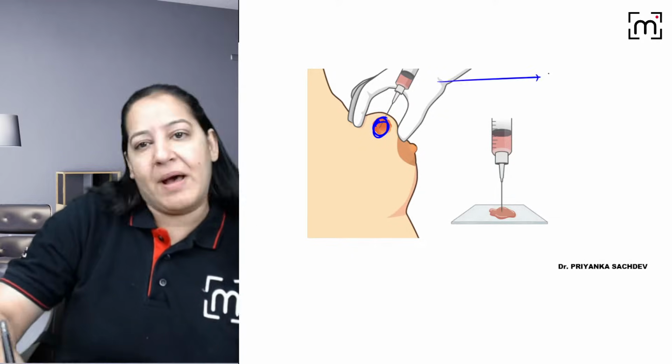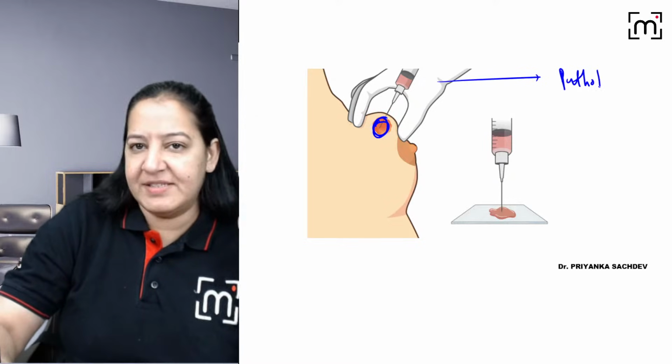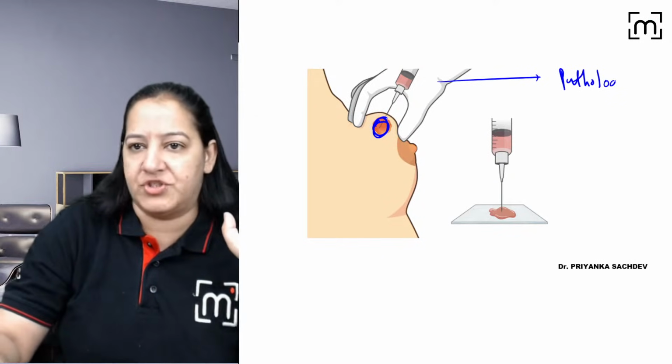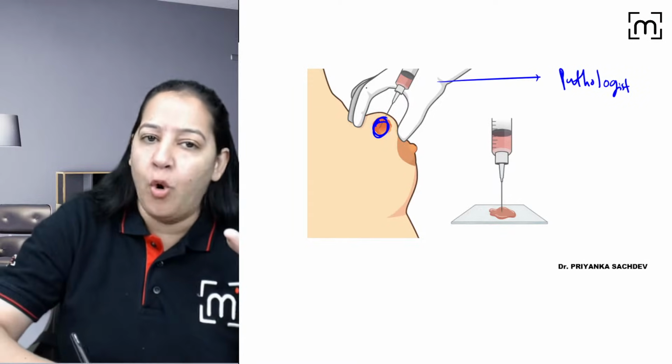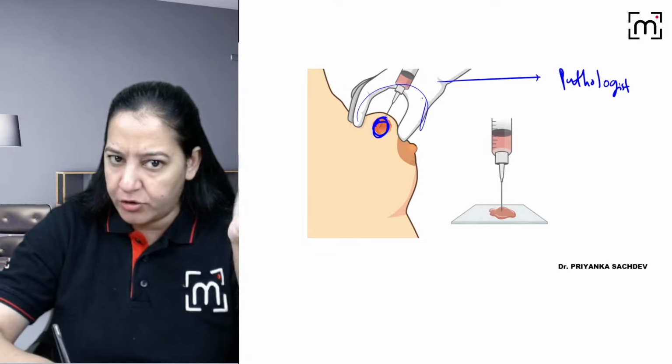So this is done by a pathologist, right? The first thing: FNAC is not done by the clinician. It is done by a pathologist. If the lump is large enough that you can palpate it, you just hold it, like the doctor is holding here. Can you see the doctor is holding the lump?